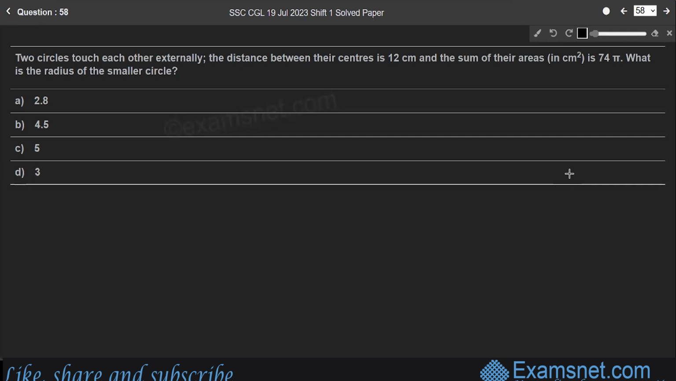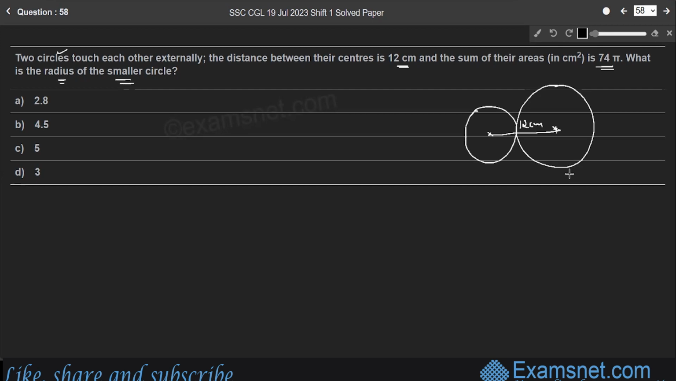Question 58. Two circles touch each other externally. The distance between their centers is 12 centimeter. The sum of their areas is 74 pi centimeter square. What is the radius of the smaller circle? So we'll consider two circles, right? So they touch externally like this. And the distance between their centers is given, which is 12 centimeter. So the total distance is 12 centimeter. Here we need to find radius of the smaller circle.